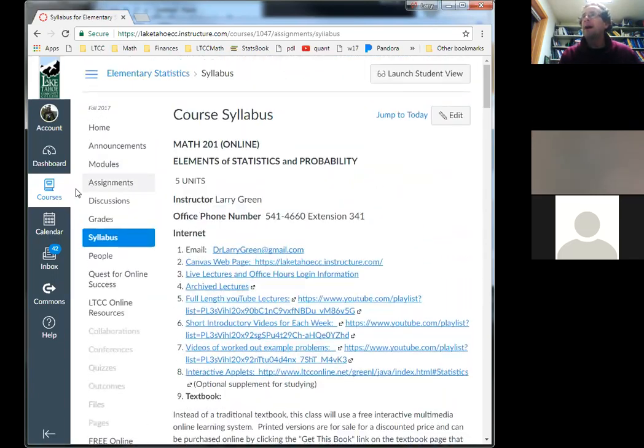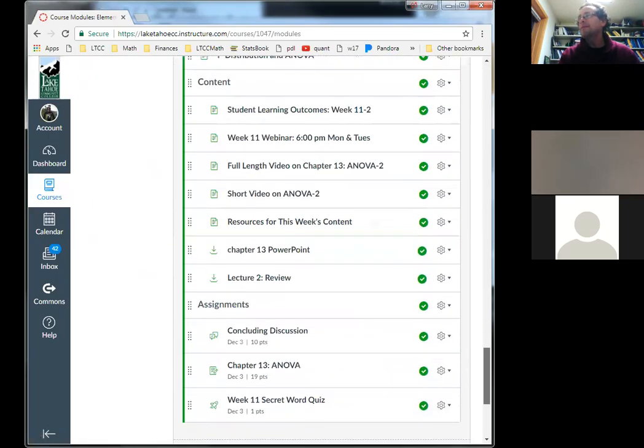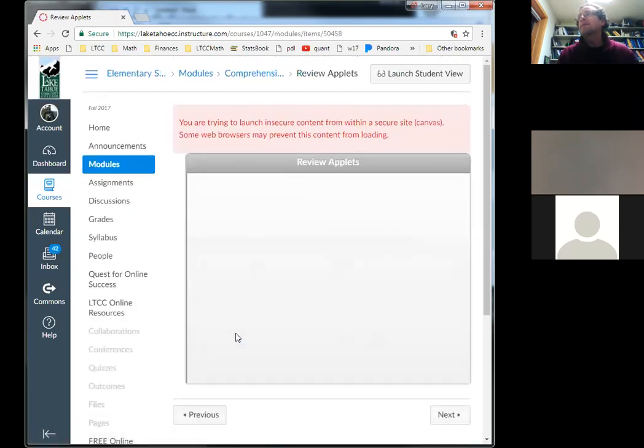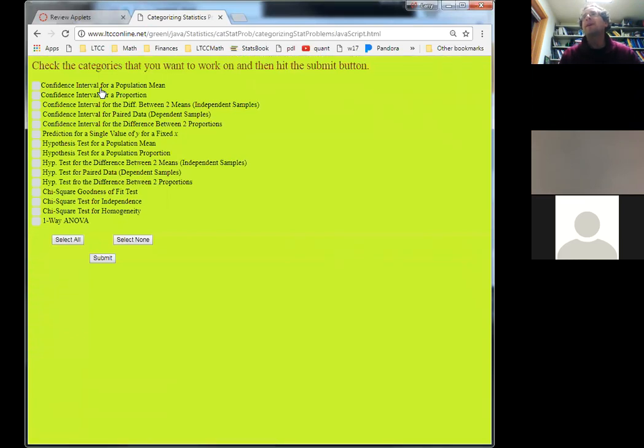Next, I want to go to the modules and show you some things that we've got. If you go to the very last module, which is the comprehensive final, I have some things for you. I'm going to start with the review applets. In these review applets, I've programmed a couple of applets that will help you study. The first is practice classifying statistics problems. This helps you decide which test to use, whether it's a confidence interval or whatever it might be.